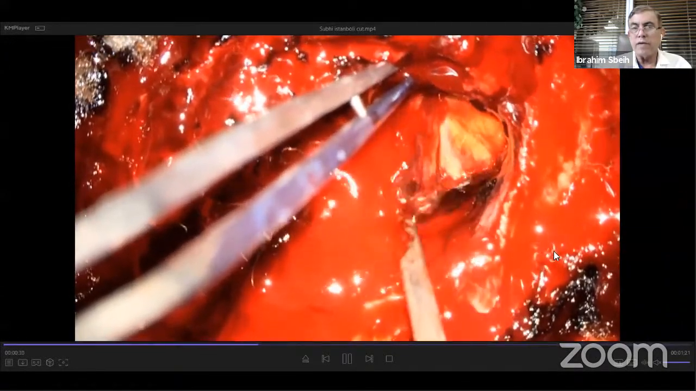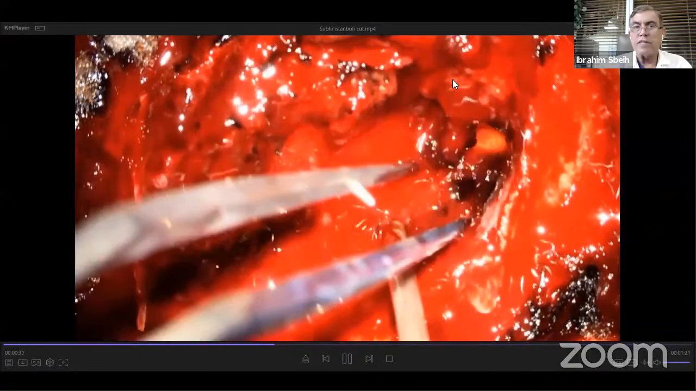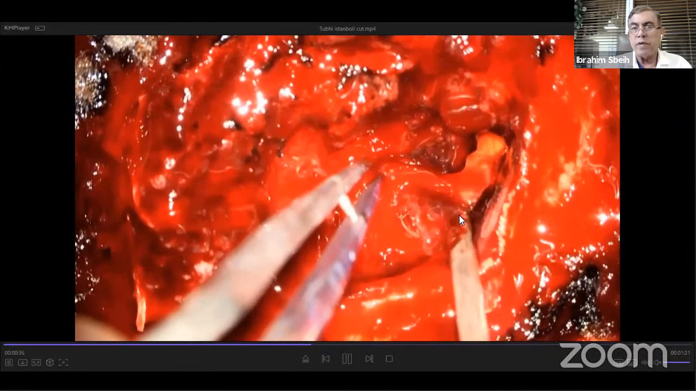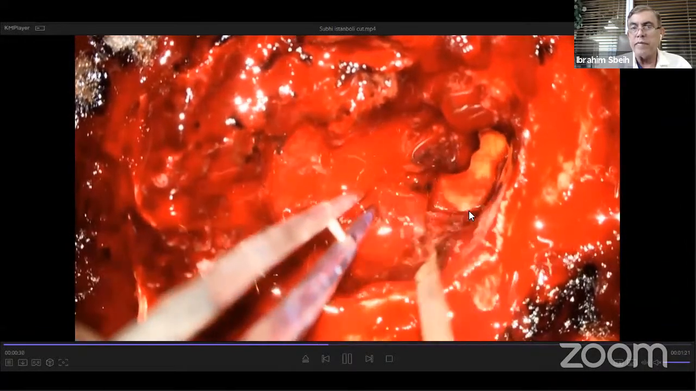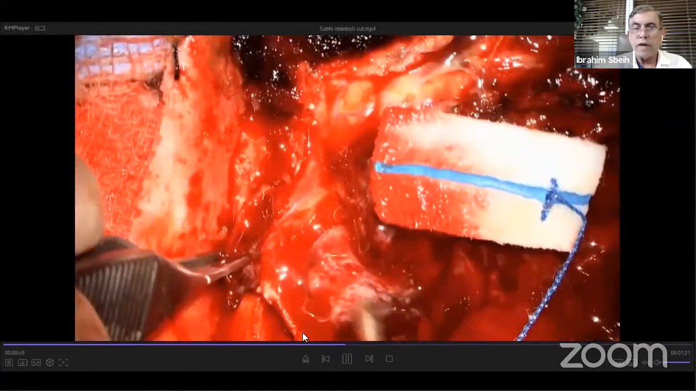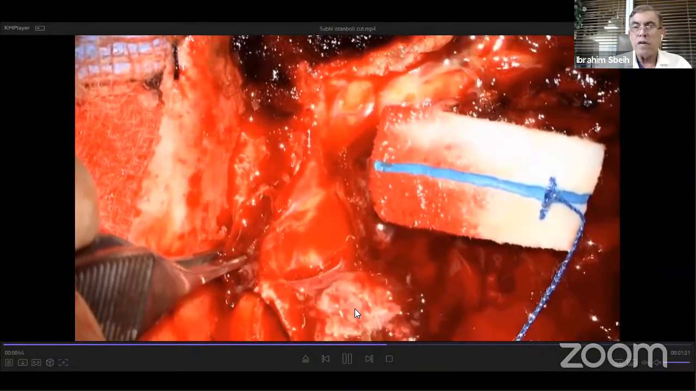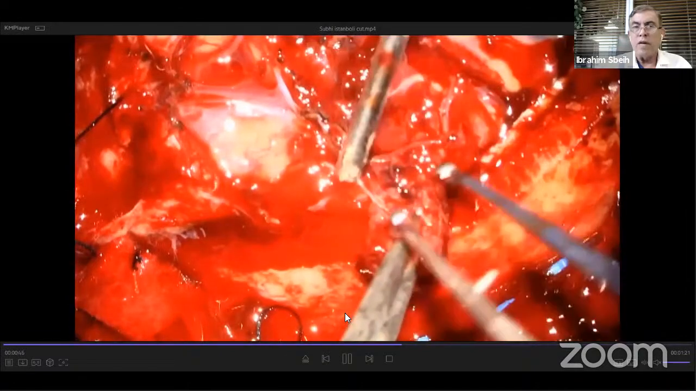This is the midline here. This is the parasagittal area. So we're evacuating the hematoma from the subdural space. And you can see why, because one of the bridging veins has ruptured and caused this subdural hematoma.